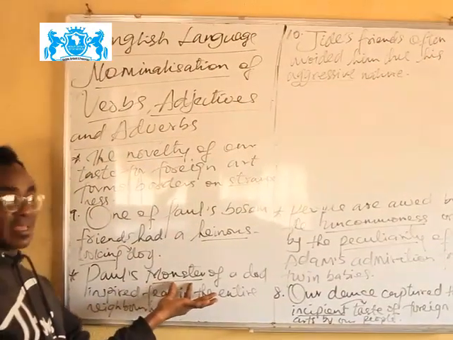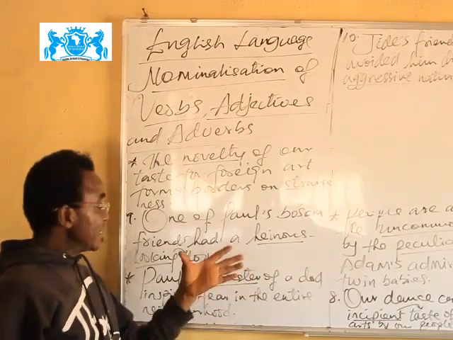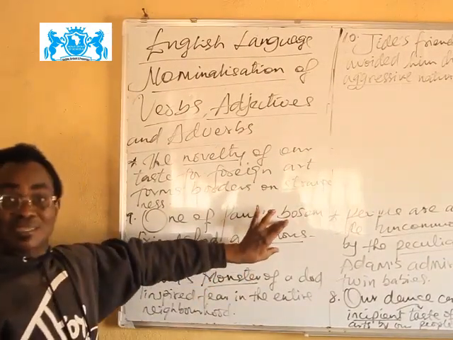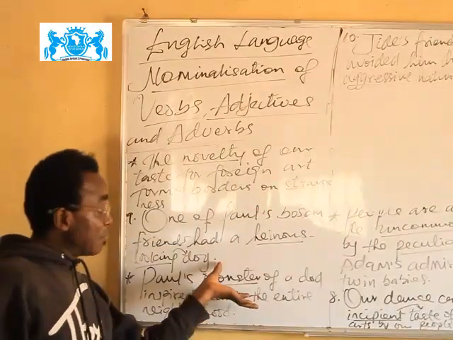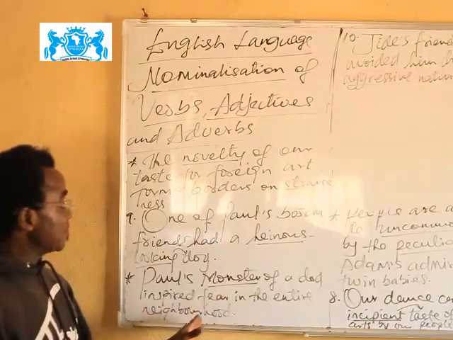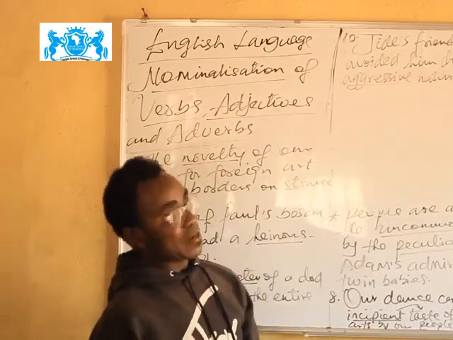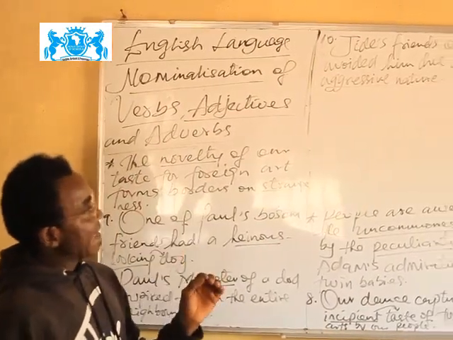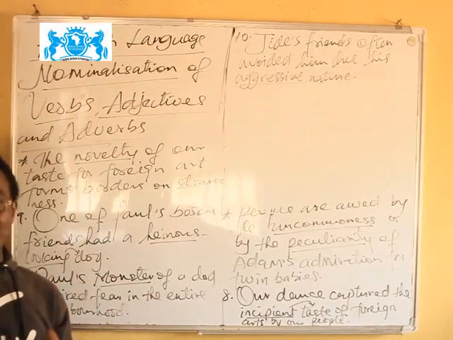Dog becomes simply a monster. The monster is a noun. It's derived from the adjective heinous looking. The heinous looking dog becomes a monster here as a noun. Paul's monster of a dog inspired fear in the entire neighborhood. In number 10, we have Jude's friends often avoided him due to his aggressive nature.